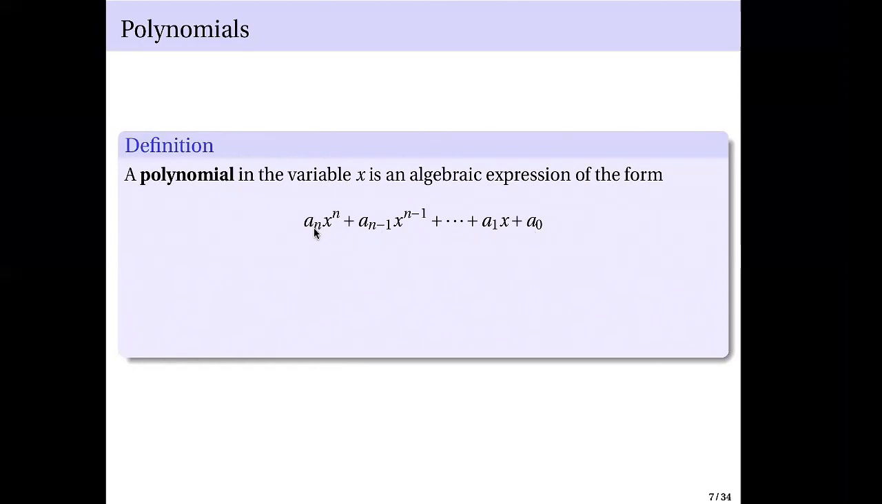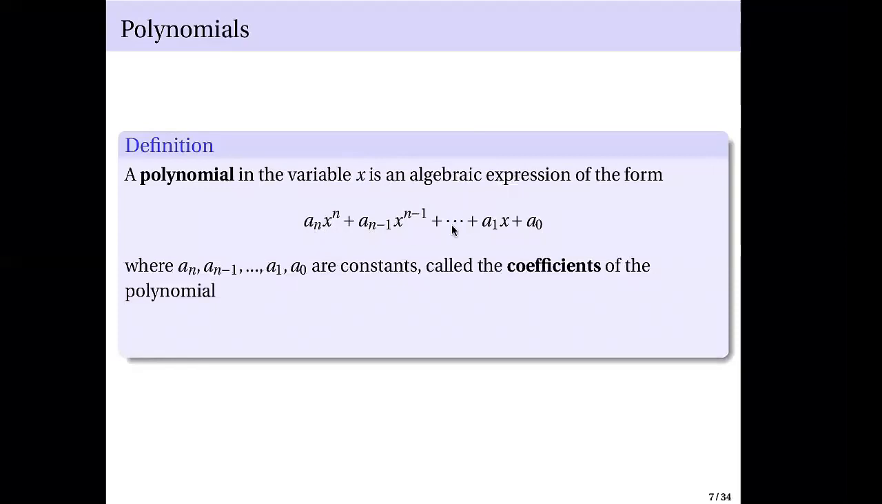Notice the labeling of the coefficients for each of the monomials. For x to the n, the power of x is n, so we use subscript n for the a. For the power n minus 1 of the variable x, we use the subscript n minus 1 for the coefficient a, etc. So it's easy to remember this kind of labeling. Now, a sub n, a sub n minus 1, a sub 1, a sub 0 are constants, and we call them coefficients of the polynomial. And here n is a non-negative integer, so it can be 0, 1, 2, 3, etc.